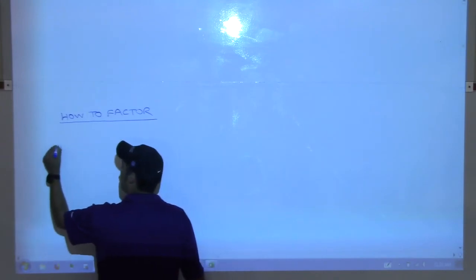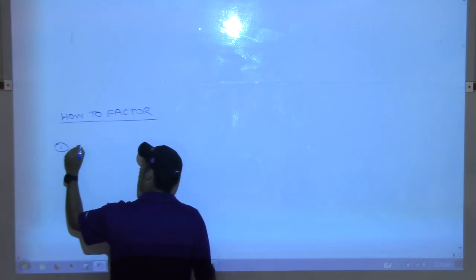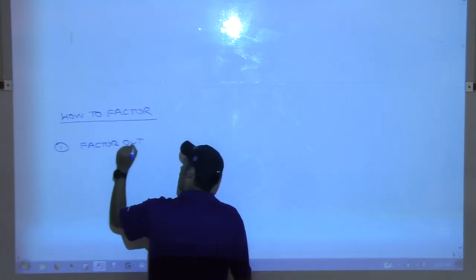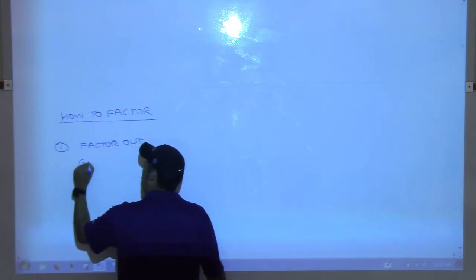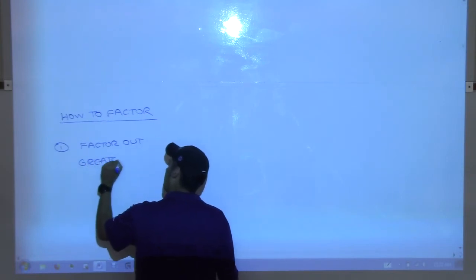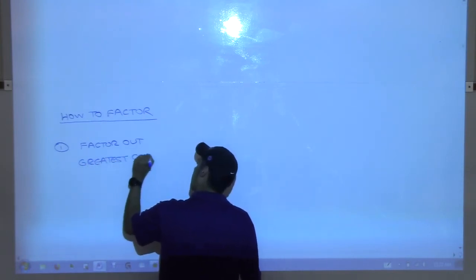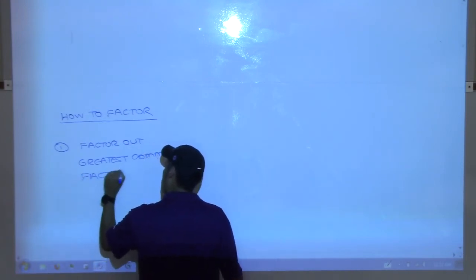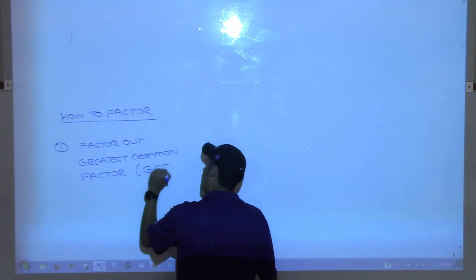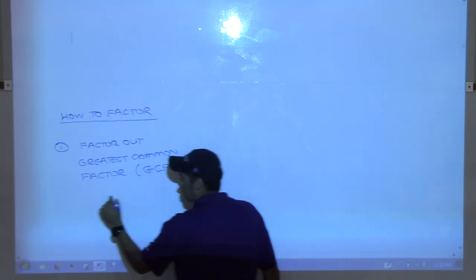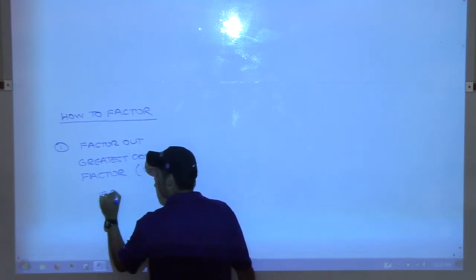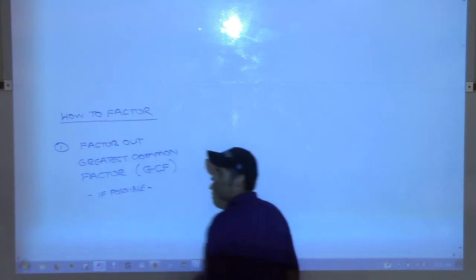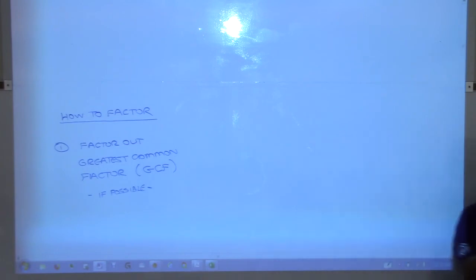First step is factor out what we call the greatest common factor, also known as the GCF. Okay, now I should put here, if possible, because it may not even be possible. There may not be a greatest common factor, all right? But that's the first thing you always want to do.